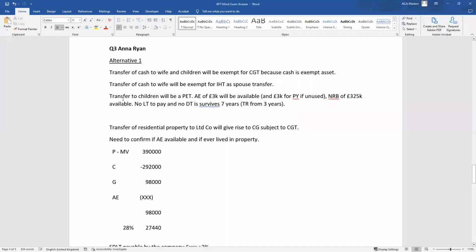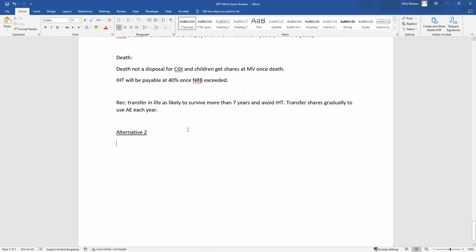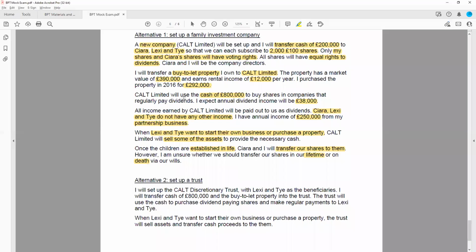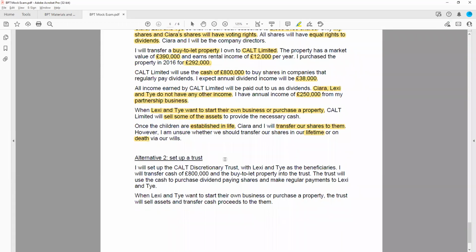Getting 100% in this exam doesn't require you to be a tax expert. It really does require good exam technique. And one of the things which is key as well is really using the scenario as much as possible, making sure that you focus on the information that the examiners have given us. So here we've got alternative 2, setting up a trust. I will set up a discretionary trust with the children as the beneficiaries. I will transfer cash of 800,000 and the buy-to-let property into the trust. The trust will use the cash to purchase dividend-paying shares and make regular payments to Lexi and Ty.